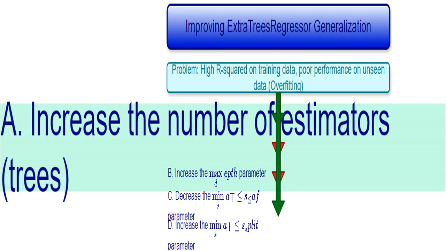By increasing the number of trees in the forest, we improve the model's stability and reduce overfitting. It's like getting multiple opinions on a house's value before making a decision. The average is more reliable than a single opinion. More trees average out individual biases, making the overall prediction more robust.